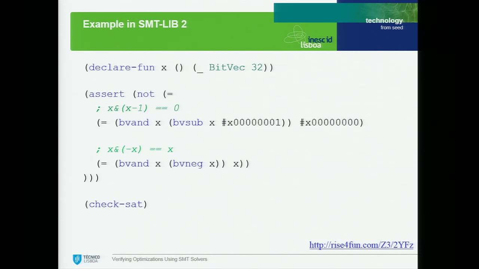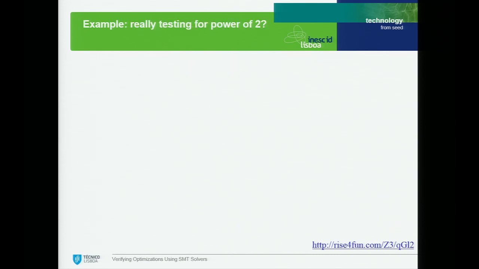If you run this, after a few milliseconds, we get unsat. This means that there is no possible value for x such that these expressions are different, which means that they're always equal. So we have just proved that these two expressions are equivalent. From now on, you can be sure that you can use either of them because they are equivalent. We didn't need to think about it. We just give it to the tool, press play and press a button.